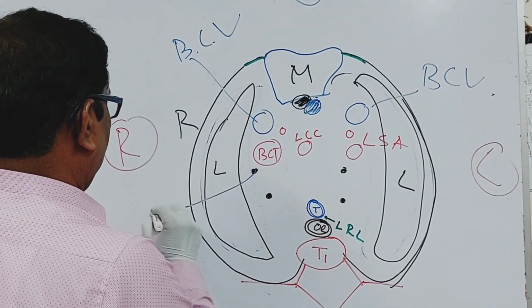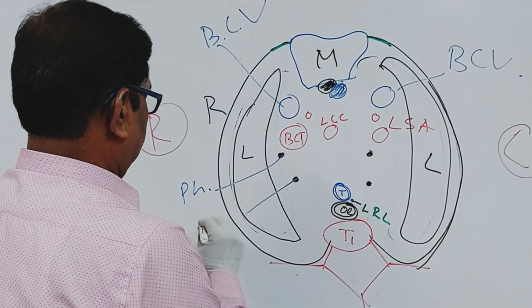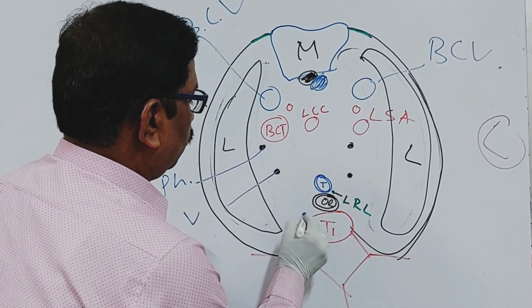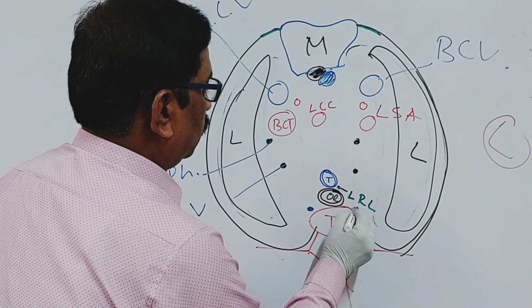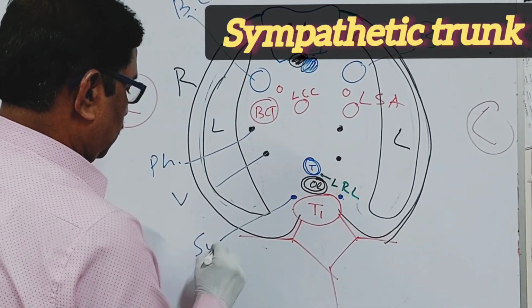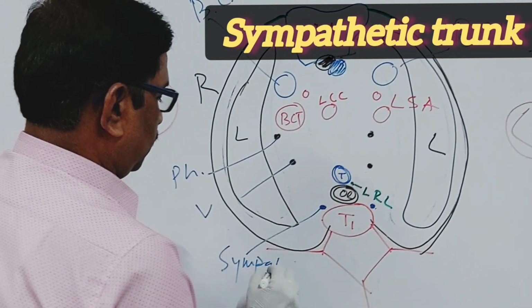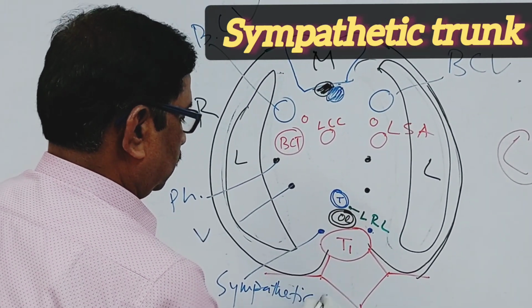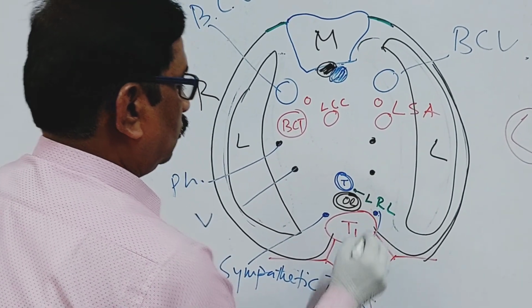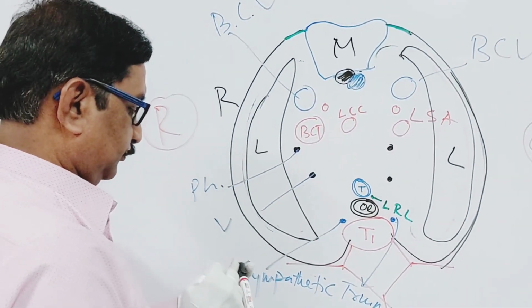So this is in front phrenic and behind vagus. Besides these two important nerves, another nerve in front of the vertebral body on either side is called the sympathetic chain or sympathetic trunk, on both sides. One right, one left.